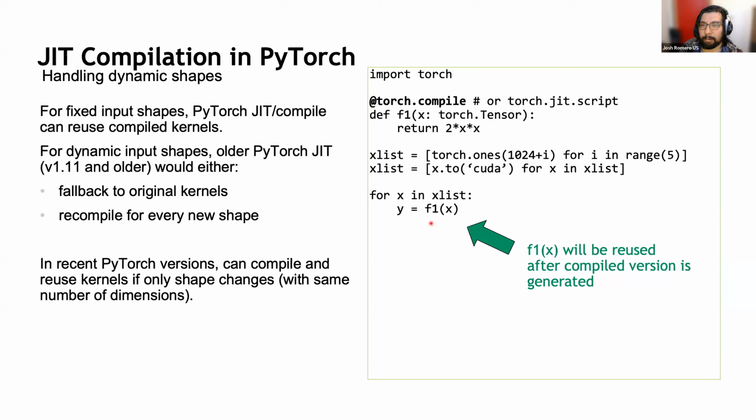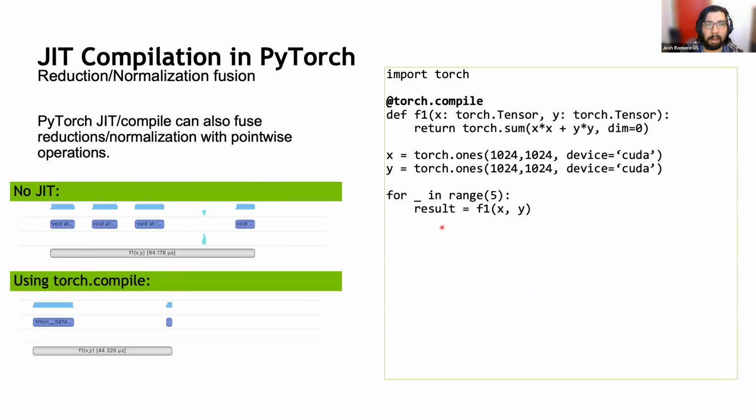These days, PyTorch can generate kernels that will handle dynamic shapes, which is not in all cases, but in a lot of cases. Additionally, there are other fusions besides pointwise fusion that PyTorch can do. In this case, PyTorch can also do reduction fusions.